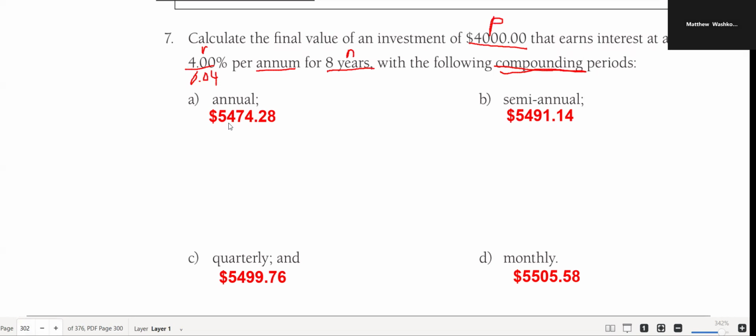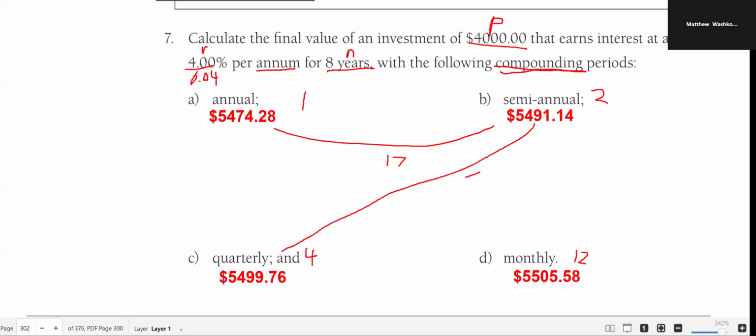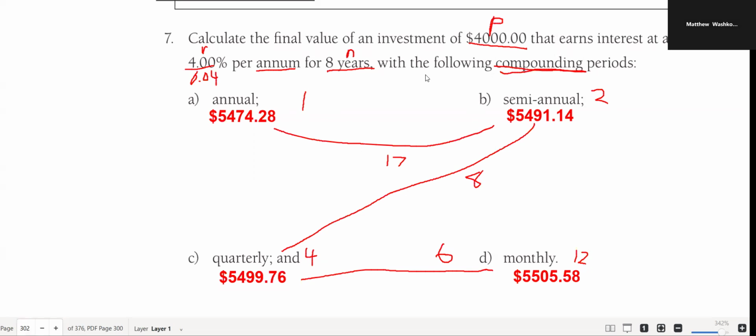And again, as you can see, the more you compound it, it goes from once a year to twice a year to 4 times a year to 12 times a year. The more I compound it, I get more money, but the gains slow down. For this one, it's like, what is that? Like $17, something like that. But then to go from here to here, it's like $8. Then to go from here to here, it's like $6. You're still making money. It's just you're not making it as fast anymore the more you compound, okay? But you still make more.